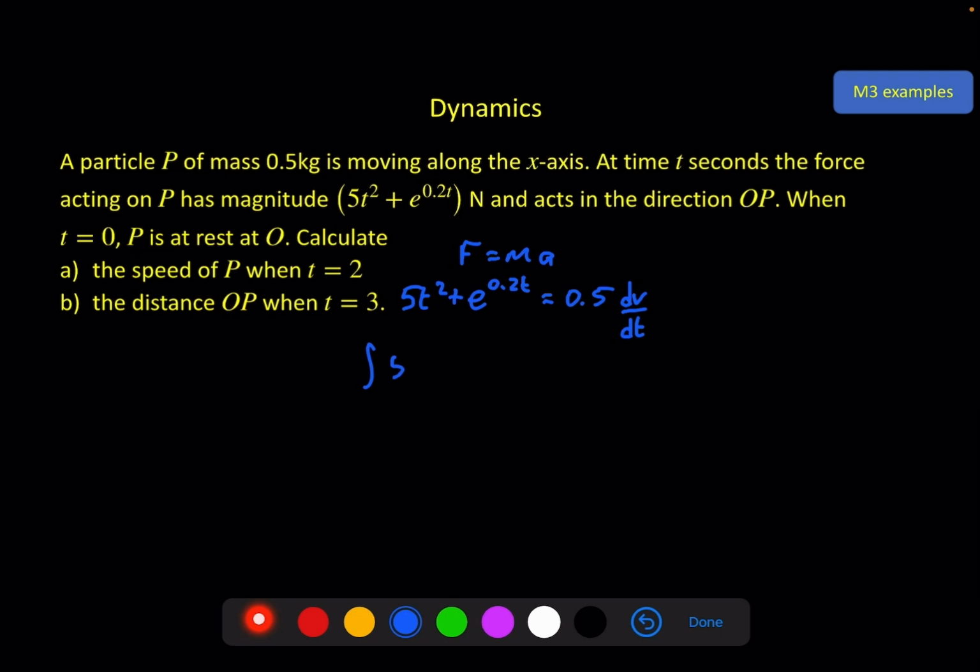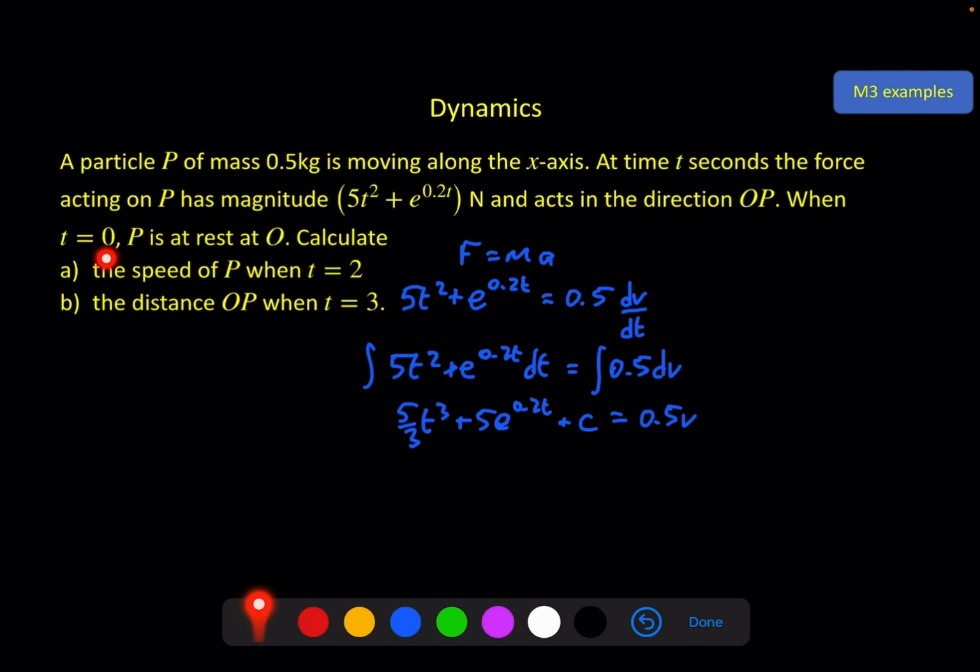So I have the integral of 5t squared plus e to the 0.2t dt is equal to the integral of 0.5 dv, 5 over 3 t cubed plus 5e^0.2t plus c is equal to 0.5 v. Now we go back to our boundary conditions.